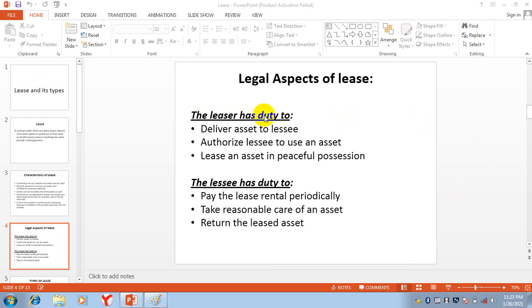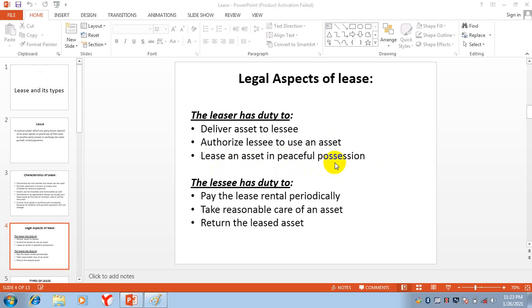Now the lessor has a duty to deliver the asset to the lessee, because when he delivers it, the lessee can use it. He will authorize the lessee to use the asset, giving authorization that you can use this asset, and lease the asset in a peaceful position. In a peaceful position means in good condition.